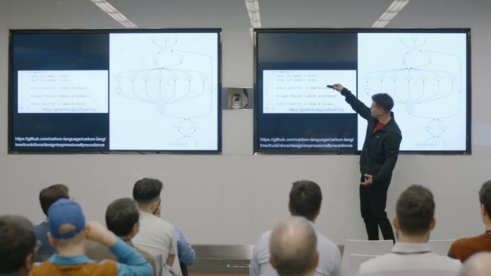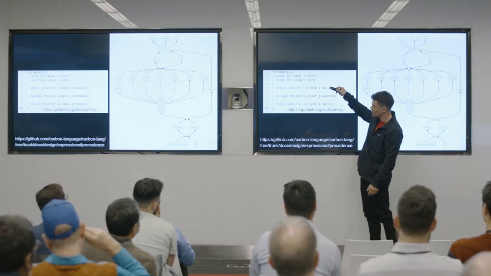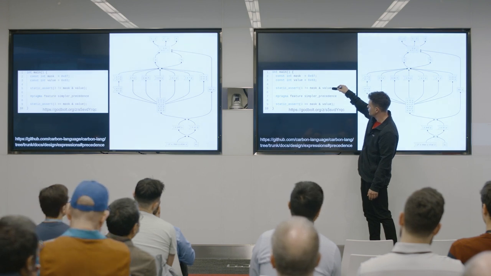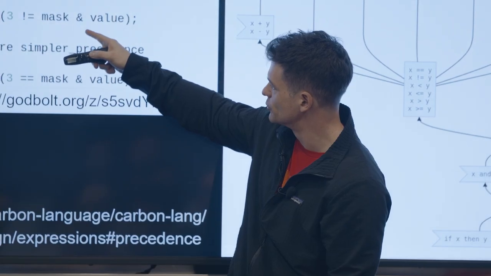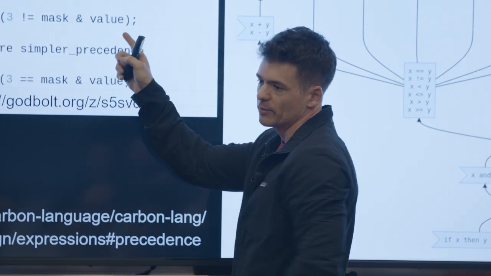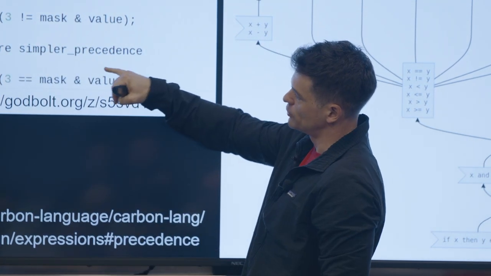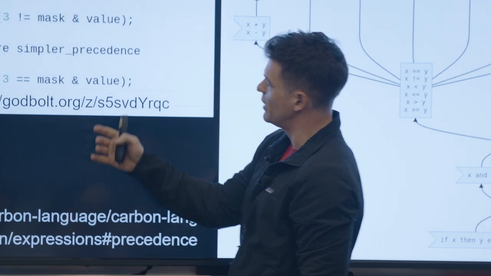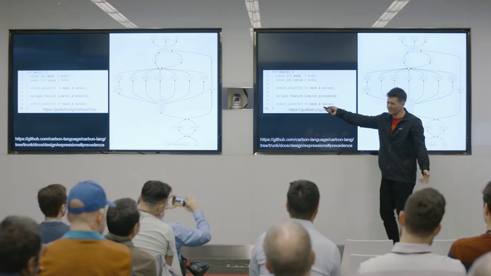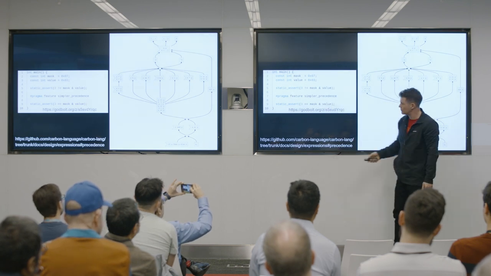And I can actually change the way that the binary expressions are parsed. This is the way standard ISO C++ parses, where this assert is true because the comparison has higher precedence than the bitwise op. And then I turn on the simpler precedence feature, and now the bitwise op has higher precedence than the comparison, which is what you'd expect, because that's like an arithmetic operation. It's not really a logical operation.